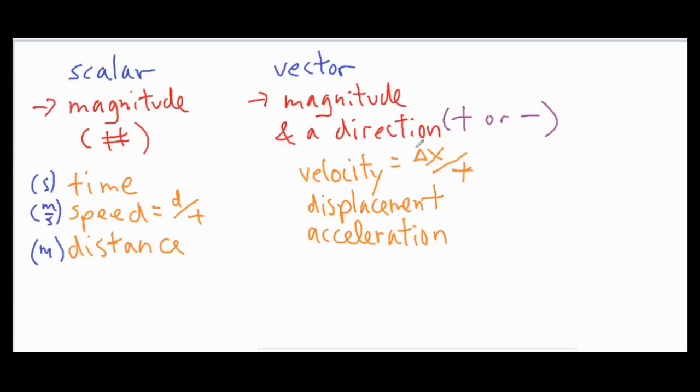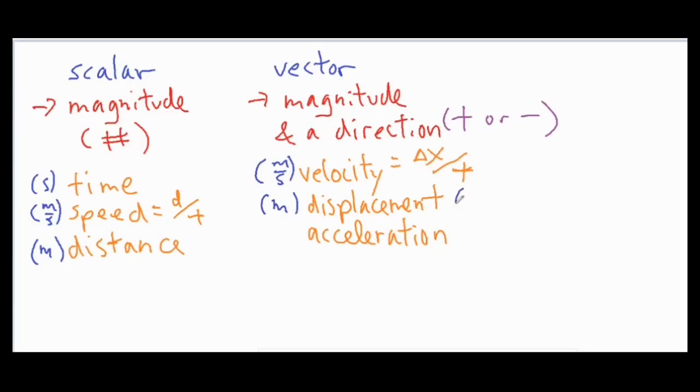And then because displacement can be a positive or negative value, that means that velocity can also be a positive or negative value, which means it'll tell you which direction the object is going. These ones have some of the same units. Velocity is in meters per second. Displacement is similar to distance, which is in meters.